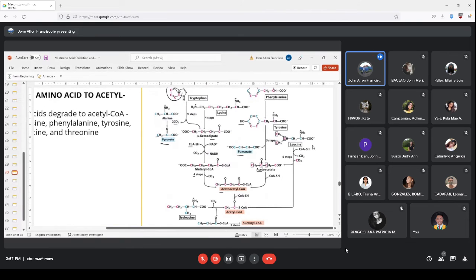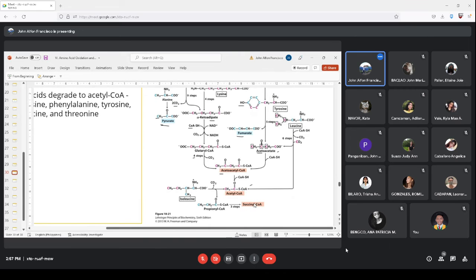Si leucine naman, you just convert it to acetoacetate and directly to acetyl-CoA. While isoleucine, mga branched compound, by just releasing carbon dioxide and conversion to propionyl-CoA, now you can have another component, yung succinyl-CoA, which can enter your citric acid cycle. Okay?